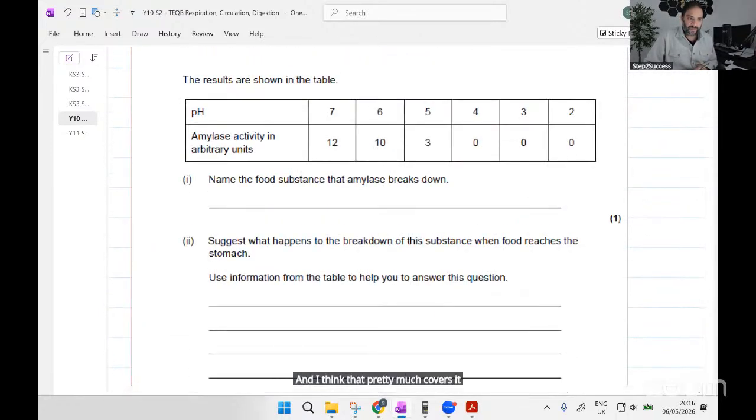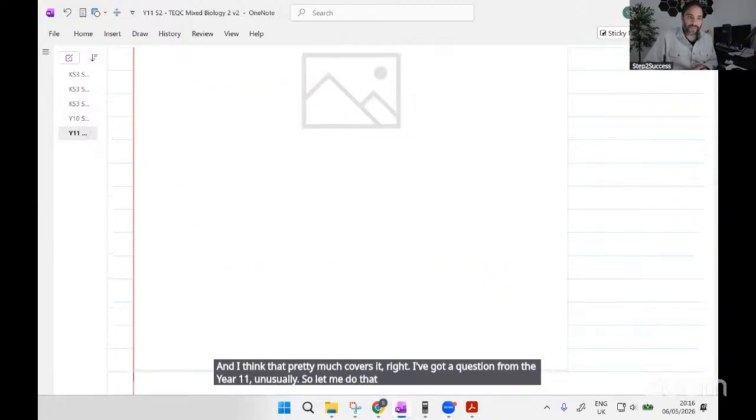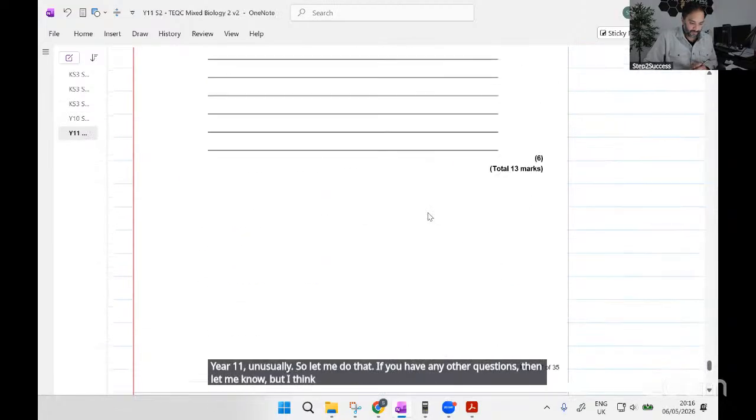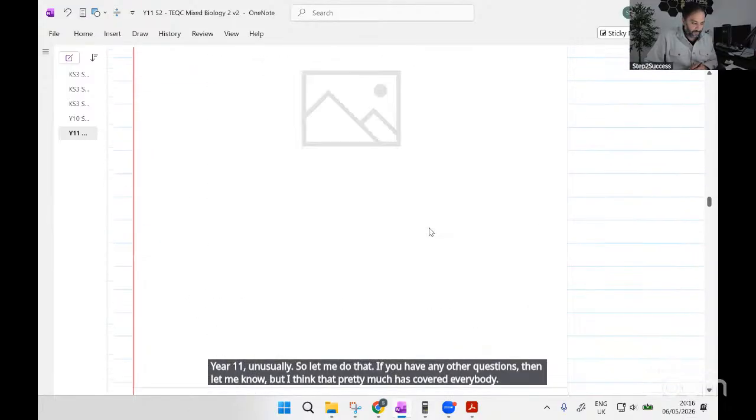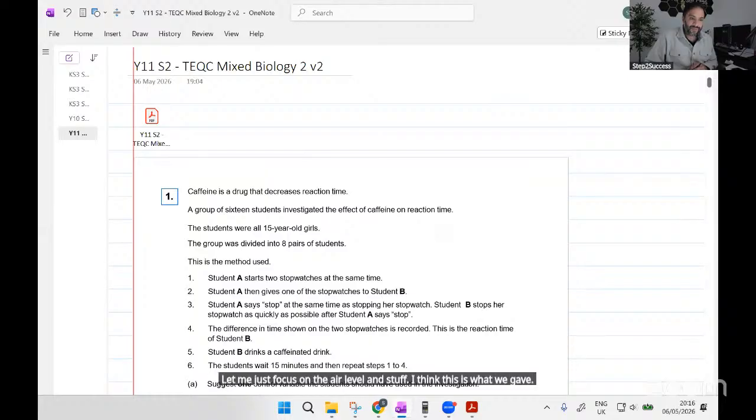Right, I've got a question from the year 11 one, unusually. So let me do that. If you have any other questions, then let me know, but I think that pretty much has covered everybody. I need to just focus on the year 11 stuff. I think this was what we gave. I haven't actually looked at this at all.